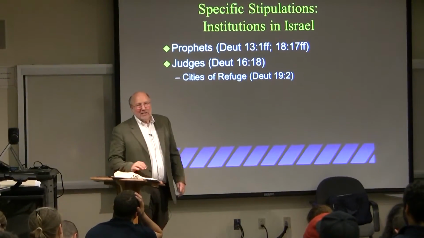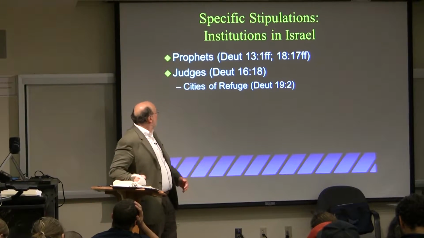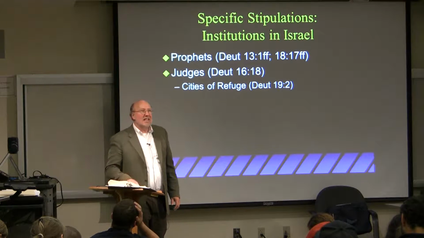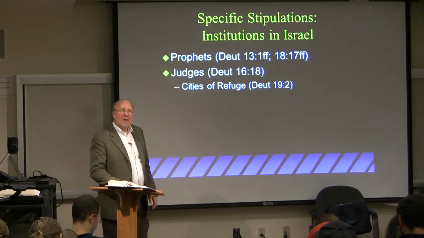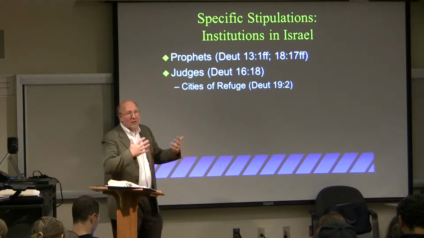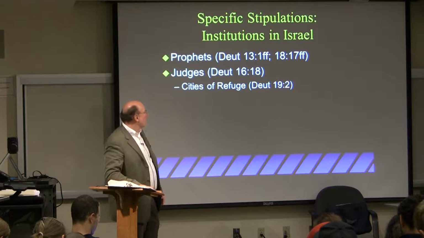Here's a second institution that Moses sets up, back in chapter 16, verse 18: the institution of the judgeship. Now, by the way, was Moses a prophet? Yes, Moses was a servant of the Lord. He's a big prophet in the Old Testament. Moses is among the best, the biggest.